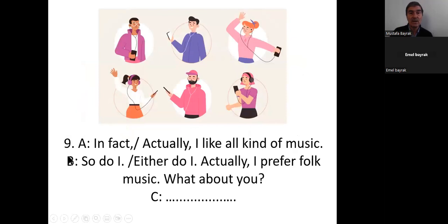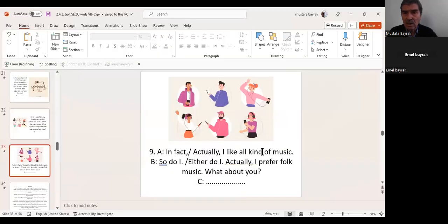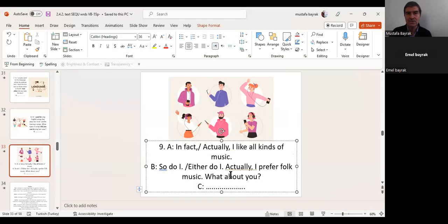Okay. Dialogue 9. In fact, or actually, I like all kinds of music. So do I. So there is agreeing here. So do I. I like all kinds. A kind of, so all kinds. I like all kinds of music.